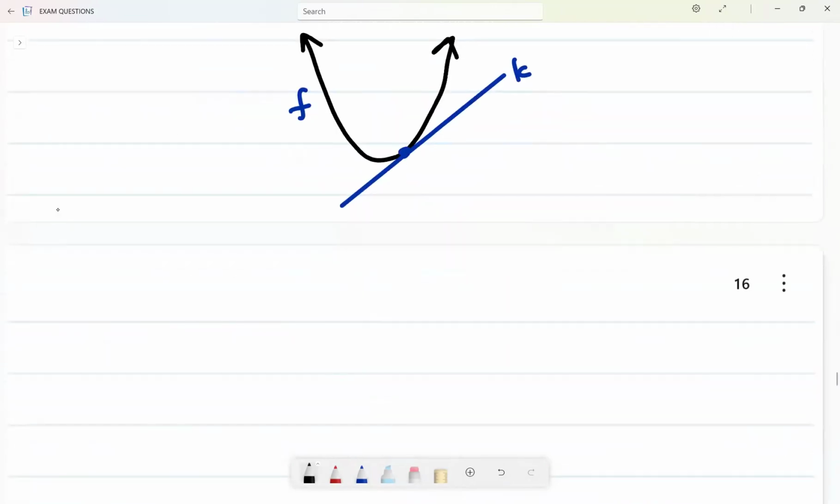So if k becomes a tangent to f, what do I know? At this point here, they share what? They share gradient. So it means f prime of x at that coordinate is equal to the gradient of a tangent. In this case, the gradient of a tangent will be the gradient of k prime, because k is the straight line that is a tangent, okay?